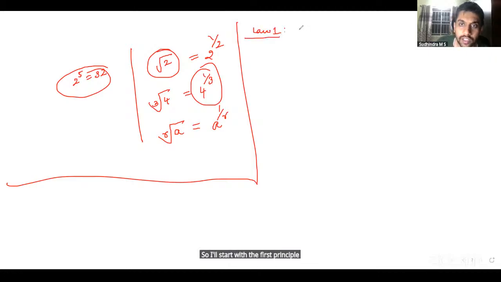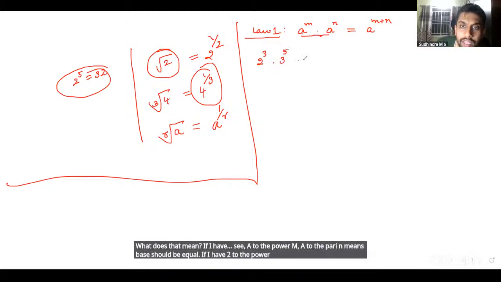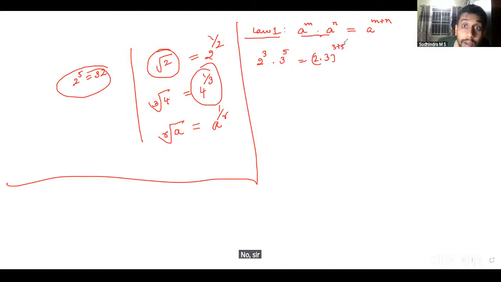The first law says a to the power m into a to the power n, I can simplify it as a to the power m plus n. What does that mean? The base should be equal. If I have 2 to the power 3 and 3 to the power 5, can I say 2 into 3 to the power 3 plus 5? No, the base has to be the same. I can apply this principle only when I have 2 to the power 3 into 2 to the power 5.